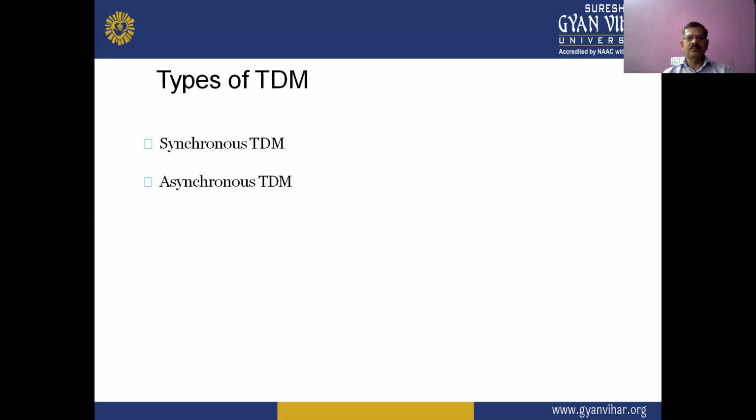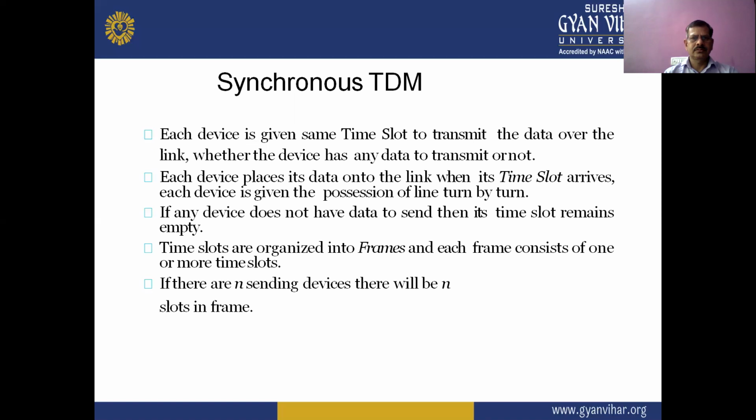Types of TDM: there are two types. First one is synchronous TDM and second one is asynchronous TDM. In synchronous TDM, each device is given the same time slot to transmit data over the link, whether the device has any data to transmit or not.